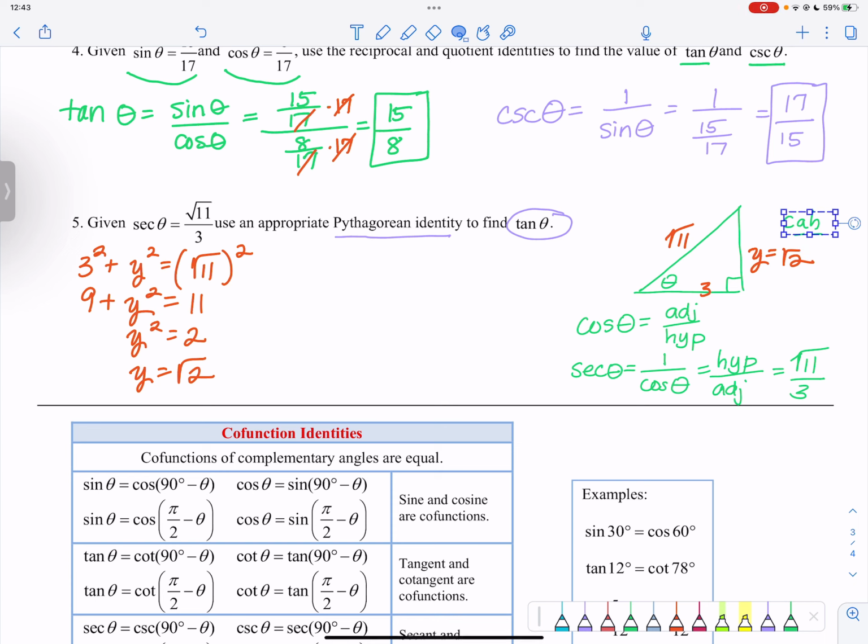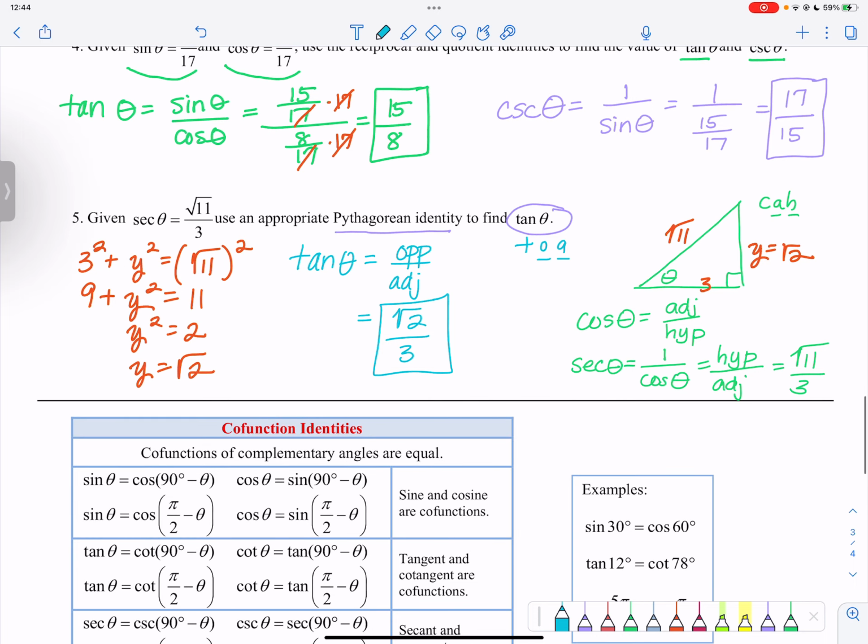So it's not that difficult if we can just remember to use our x squared plus y squared equals z squared and come up with that. And now we're going to find the tangent of theta. We can now use the opposite over adjacent. And how do we know that? SOHCAHTOA. So that's opposite over adjacent. And that opposite side is root 2, and the adjacent side is 3.